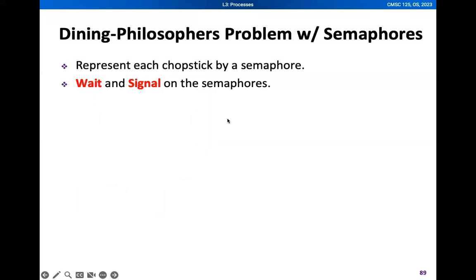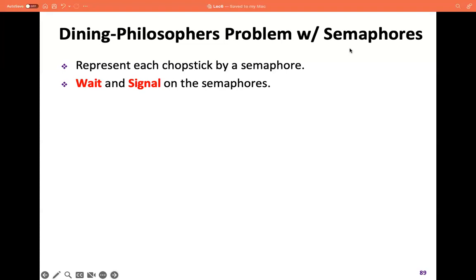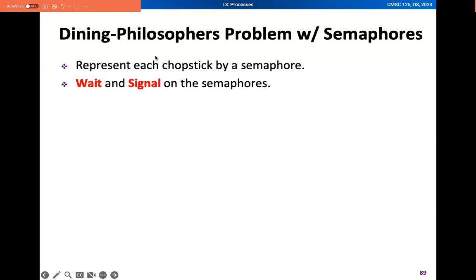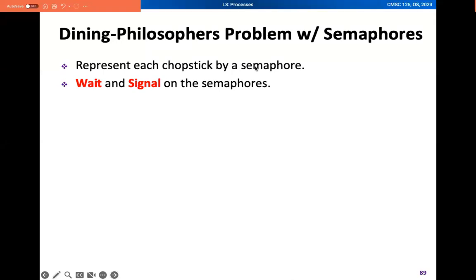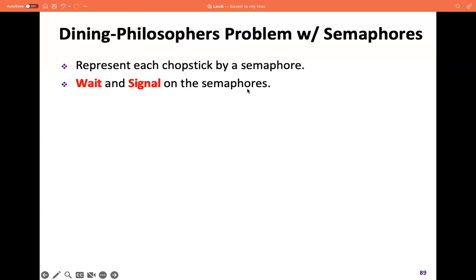Okay, so how can we solve this dining philosopher's problem? We can actually do it with semaphores. What we can do is represent each chopstick by a semaphore, and we can use the standard operations wait and signal on the semaphore.